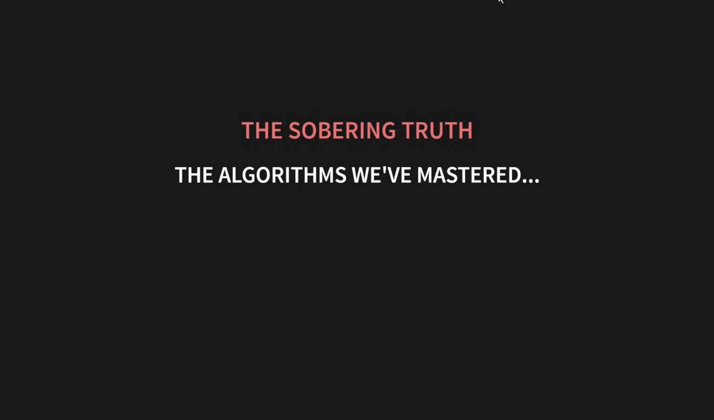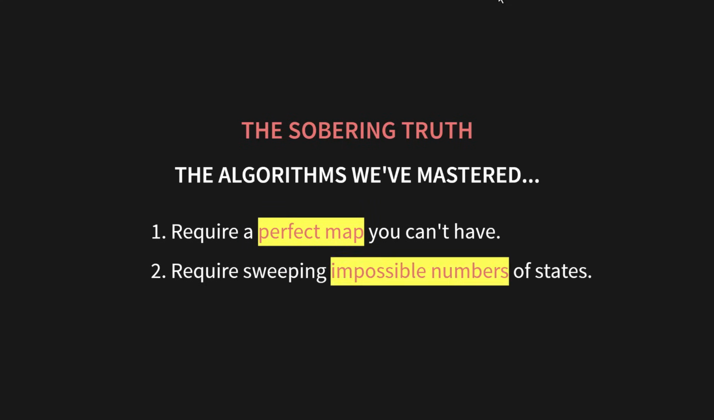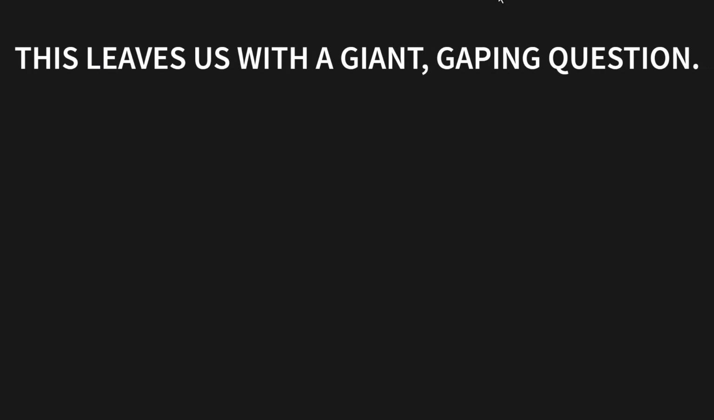So, let's face the sobering truth. Let's put it all together. The algorithms we've just spent all this time mastering: 1. They require a perfect map of a universe that you can't possibly have. And 2. They require a sweep through a number of states that you can't possibly count. This is why they are toy algorithms. They provide the theoretical bedrock for everything that comes next, but on their own they only work in a fantasy land, a land of tiny, fully known worlds.